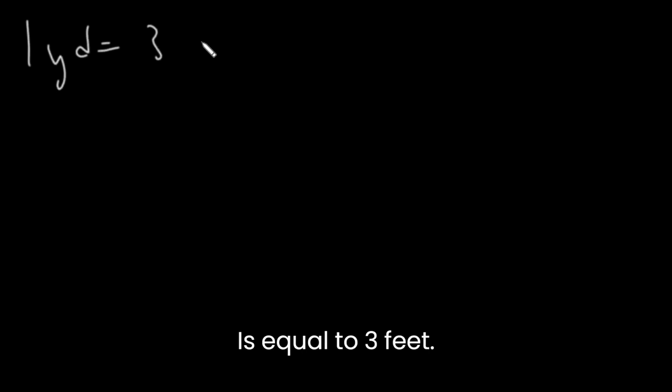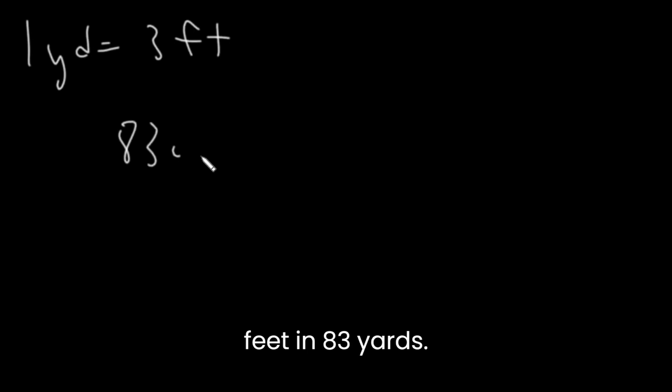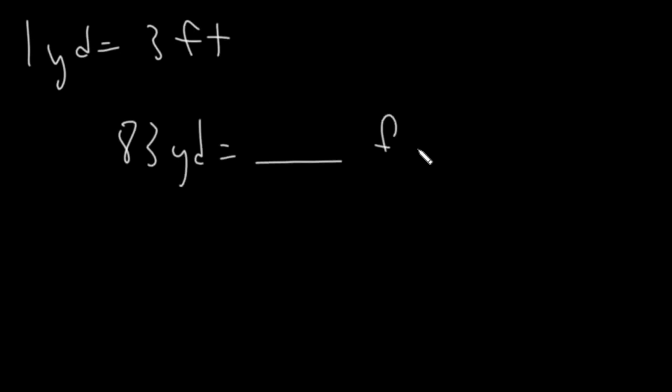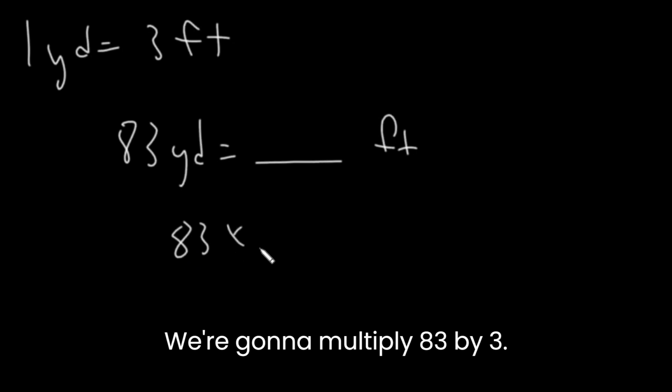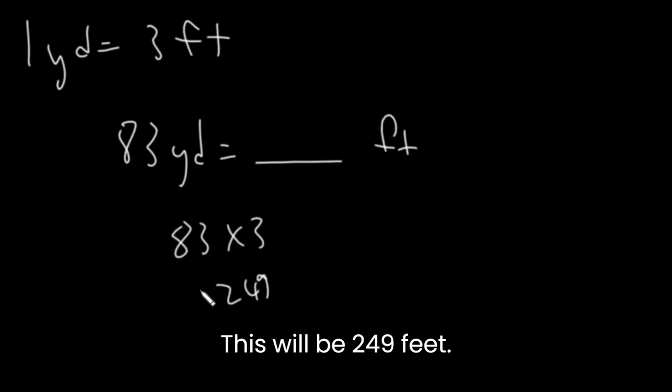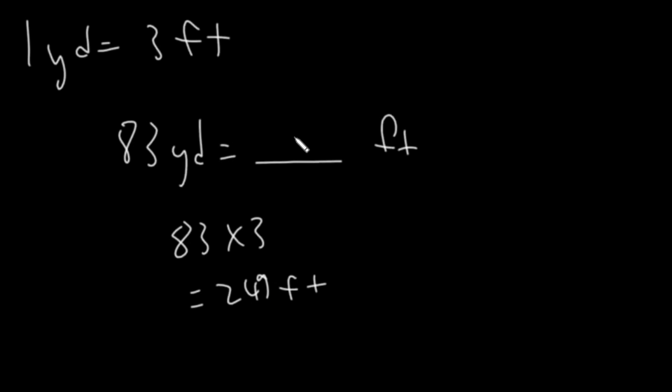Next, we have that 1 yard is equal to 3 feet. So let's say we want to find the number of feet in 83 yards. We're going to multiply 83 by 3. This will be 249 feet.